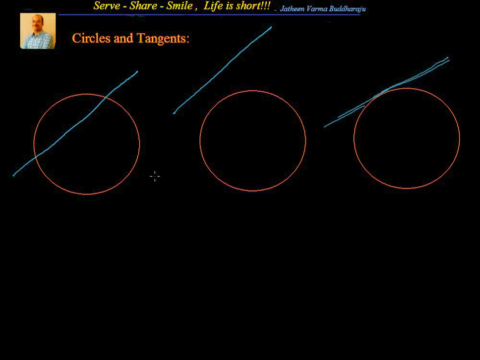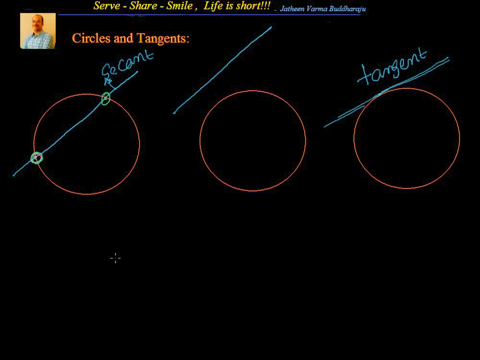Now, in the first case, we call this line which is intersecting the circle as secant. And if the line is touching the circle, obviously it will be at one point only. That line is called as tangent. If you observe, when a line is intersecting the circle, you have 2 points of intersection. So one is this end, other is that side.